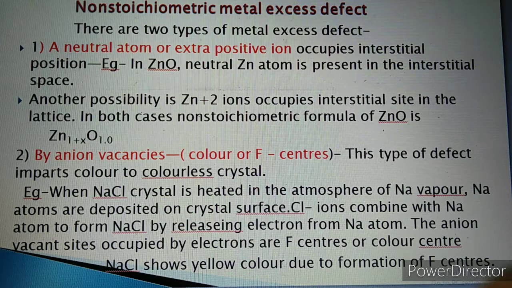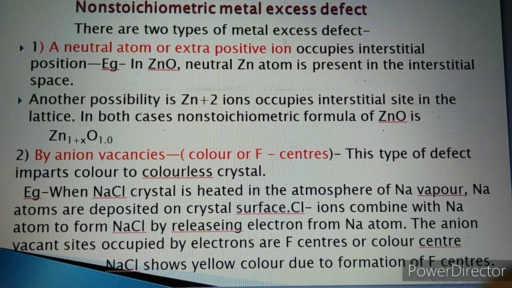Then the second type of metal excess defect. One is the metal excess defect from added neutral atoms or positive ions. The second one is again a metal excess defect, because of the addition of anions. Anions carry negative charge. So when negatively charged ions are added, that defect is also called a color or F-center defect. This type of defect also gives color to a colorless crystal.